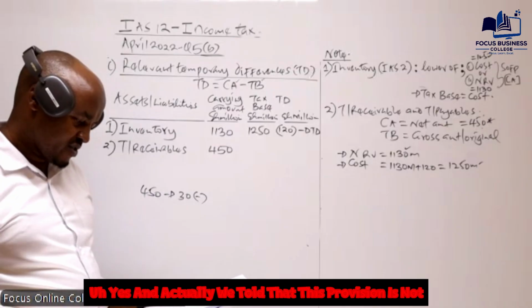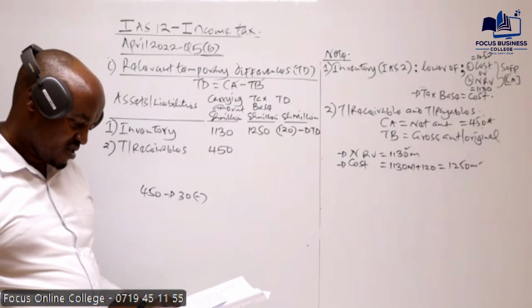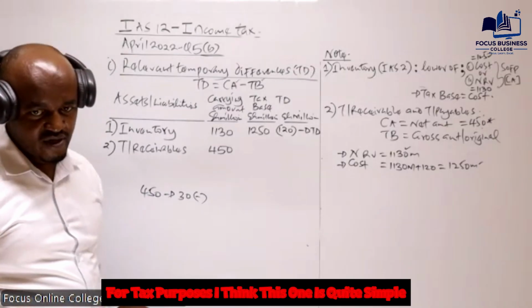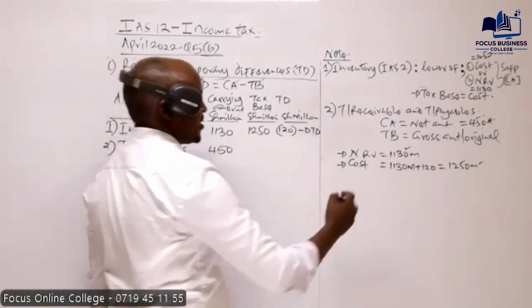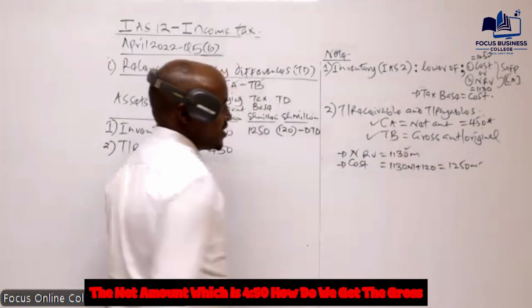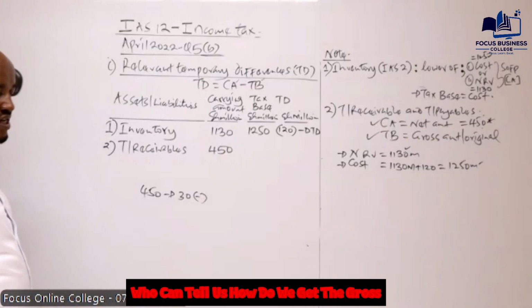We are told that this provision is not allowed for tax purposes. I think this one is quite simple. We have the net amount, which is 450. How do we get the gross?